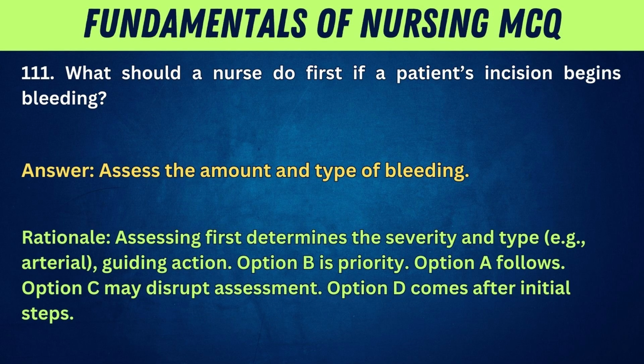Answer: assess the amount and type of bleeding. Rationale: assessing first determines the severity and type, e.g., arterial, guiding action. Option B is priority. Option A follows. Option C may disrupt assessment. Option D comes after initial steps.